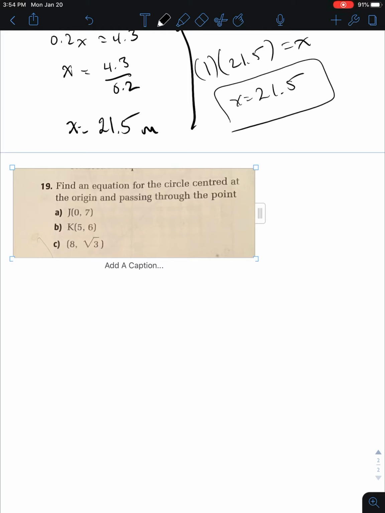Okay. So find an equation for a circle centered at the origin and passing through any of these points. Let's do a quick recap first. If you remember, we went over one of these before. This is always x and this is y. I'll plot point b, 5, 6. So I'll go to about 5, and I'll go up 6. That's the point at 5 and 6.